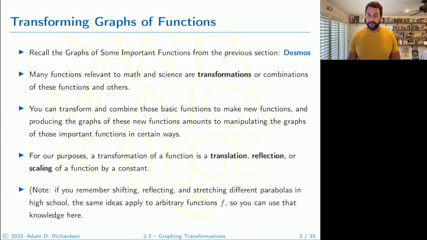All right. So for our purposes, the transformations that we are going to discuss are translations, shifts, reflections, and scalings. All right. Here's a little note. So for better or worse, if you remember having to shift, reflect, and stretch different parabolas, maybe in a high school class, the same theory applies here to arbitrary functions f. So if you remember those skills, you can use them here to save yourself a little bit of time.